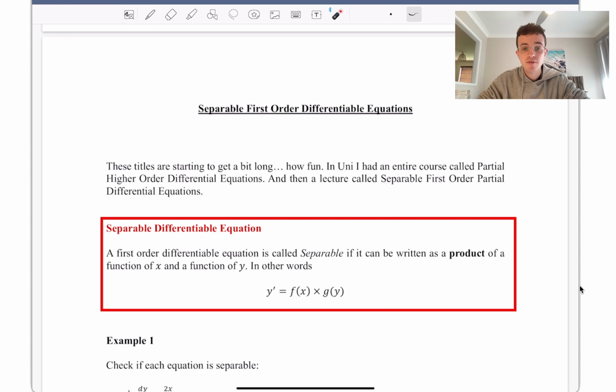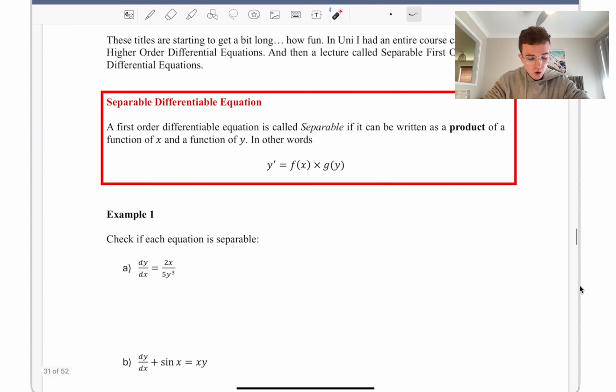Alright, today we're going to have a look at separable first order differential equations. Now these titles are starting to get very, very long. In fact, at uni I had an entire course called Partial Higher Order Differential Equations, and then a lecture that was called Separable First Order Partial Differential Equations. So they're getting at quite long concepts, but that doesn't necessarily mean they're tricky, they're just long titles.